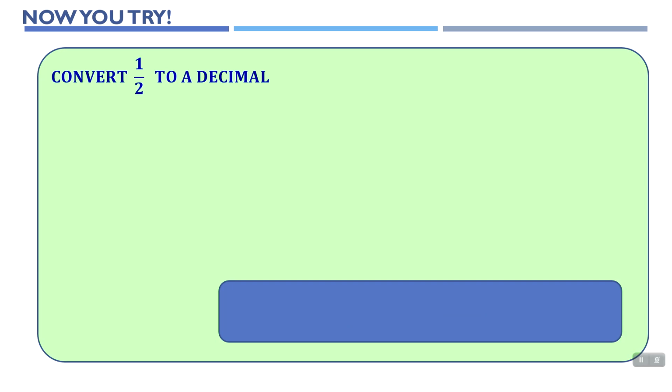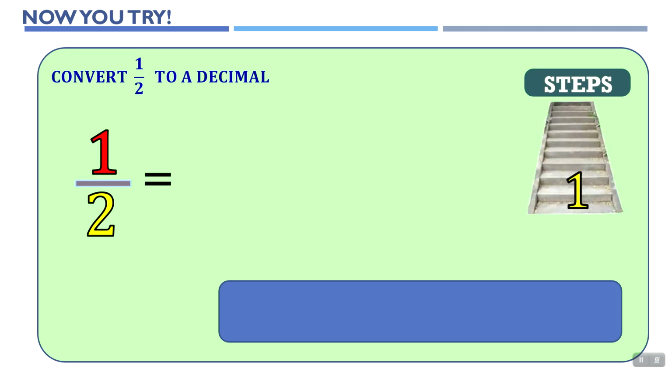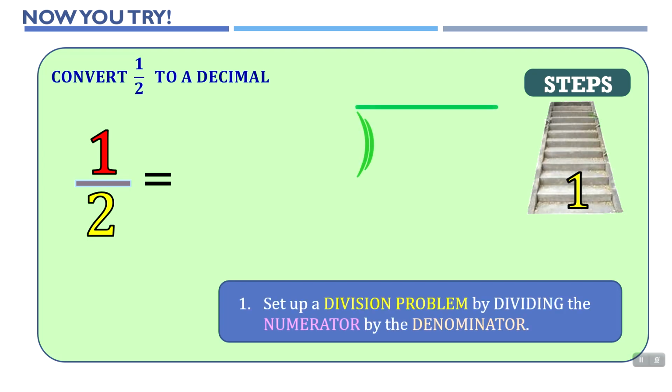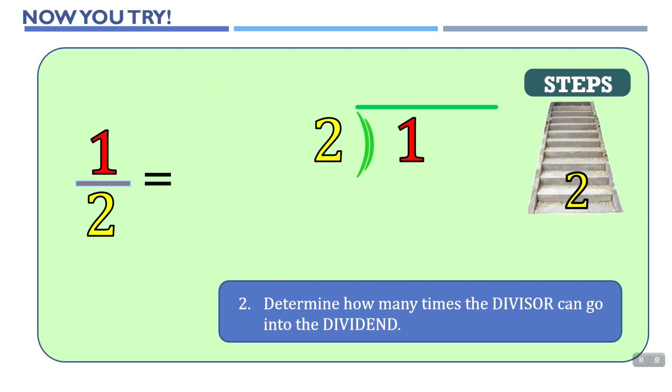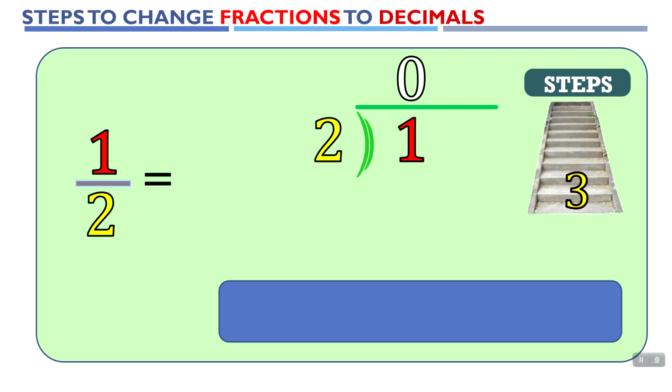Now let's try 1 over 2, or 1/2. Let's convert 1/2 to a decimal. 1/2 is equal to what as a decimal? We will set up a division problem, step 1, and we will divide 1 by 2. Step 2 tells us to determine how many times the divisor could go into the dividend. 2 cannot go into 1, it's not big enough, so we put a 0.